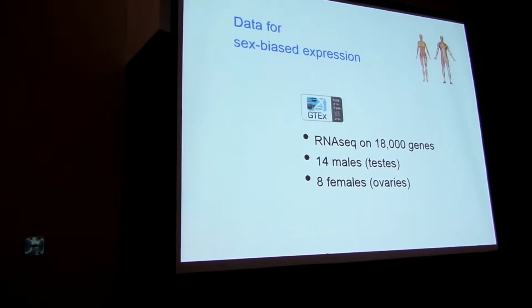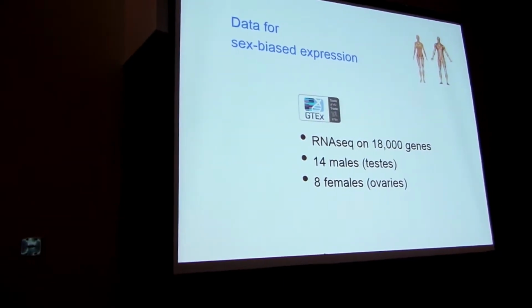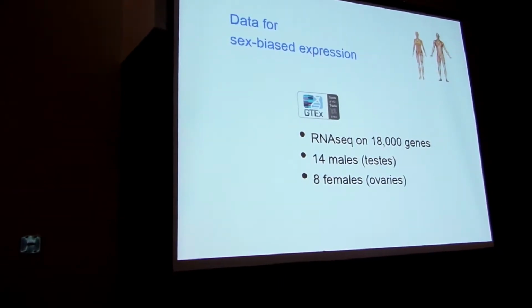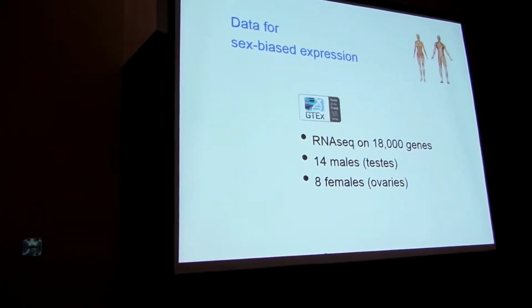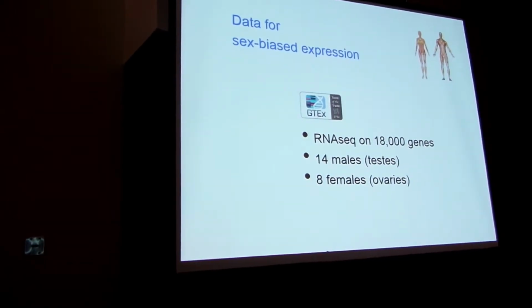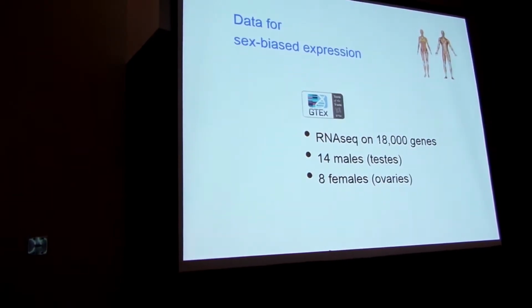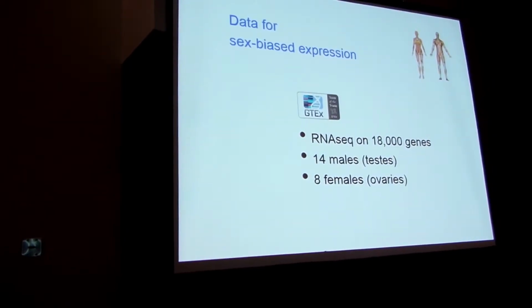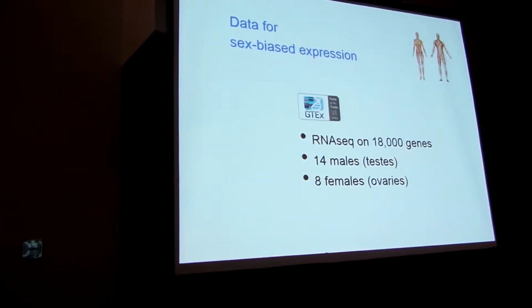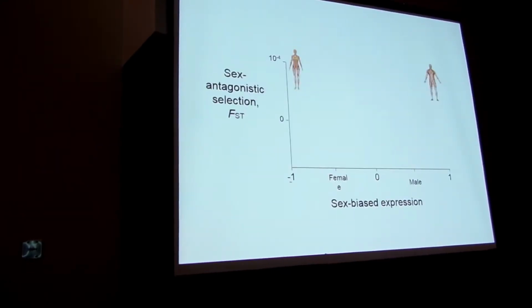How about data for sex-biased expression? Well, there's a data set that came online recently called GTEx. This is RNA-seq data from 18,000 genes. The data that we made use of come from 14 males, where expression is measured in testes, and 8 females, where the expression is measured in ovaries. So those are our data. How are we going to look at them?